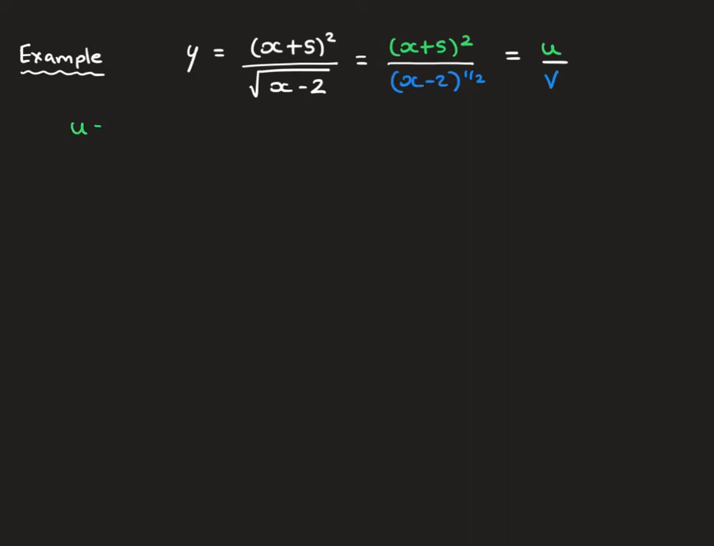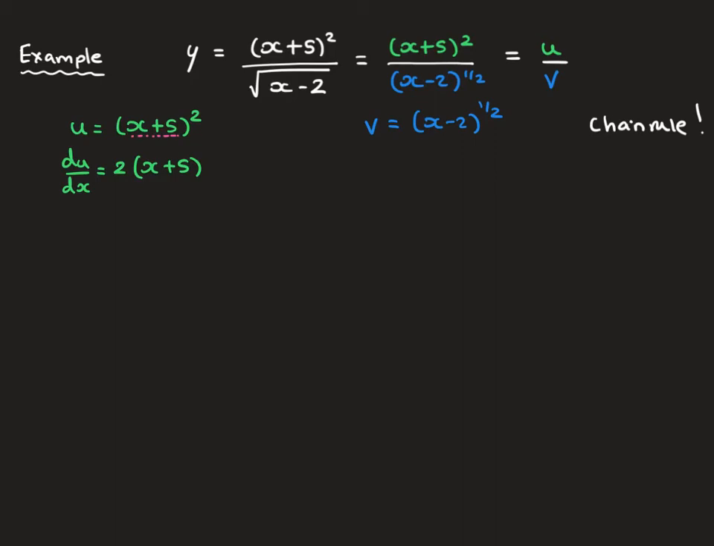So u is equal to (x plus 5) squared. v is equal to (x minus 2) to the power of a half. So this time we have two composite functions, and we're going to have to make use of the chain rule to differentiate these. So du by dx, that's a simple one: multiply by the power of 2, reduce the power by 1, so it becomes 1, and then multiply by the derivative of the inner function. Well, the derivative of x plus 5 is just 1, so that's done.